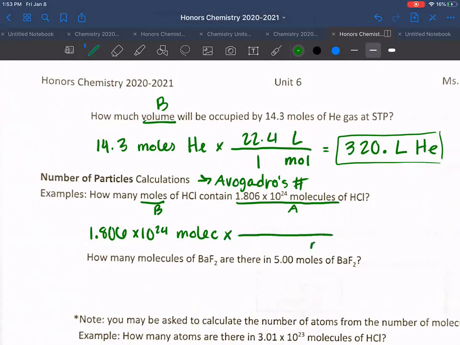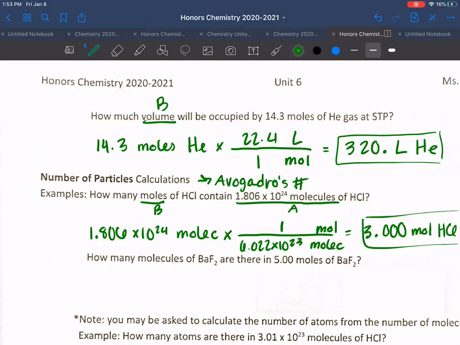And so we're going to go from molecules to moles. And in 1 mole, we have our 6.022 times 10 to the 23rd molecules. So dividing one by the other, we get 3.000 moles of HCl. So remember, my sig figs are based off of my initial starting number. The conversion factors do not affect my sig figs.